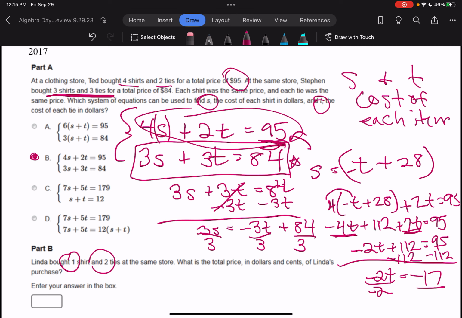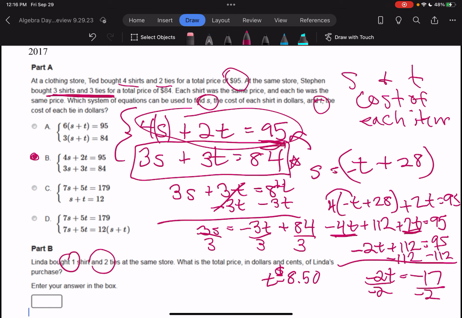Divide both sides by negative 2, and I'm going to get a positive number, which makes sense because we're talking about the cost of something. It should be a positive number. So 17 divided by 2 is 8.5. So a tie is $8.50. And now that I know that, I can go back and figure out how much each shirt costs.